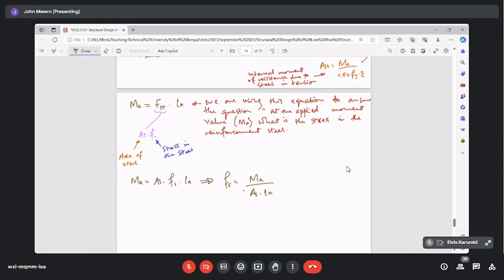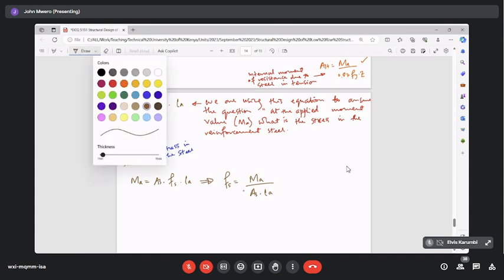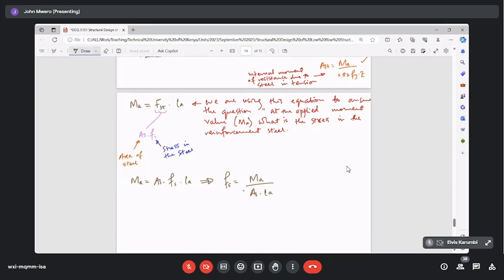That equation, now I've shown you where it's come from, the very basic principles of the design of reinforced concrete structure. This equation, I'm putting in a box. This is the equation that is used to calculate the stress in the steel reinforcement.